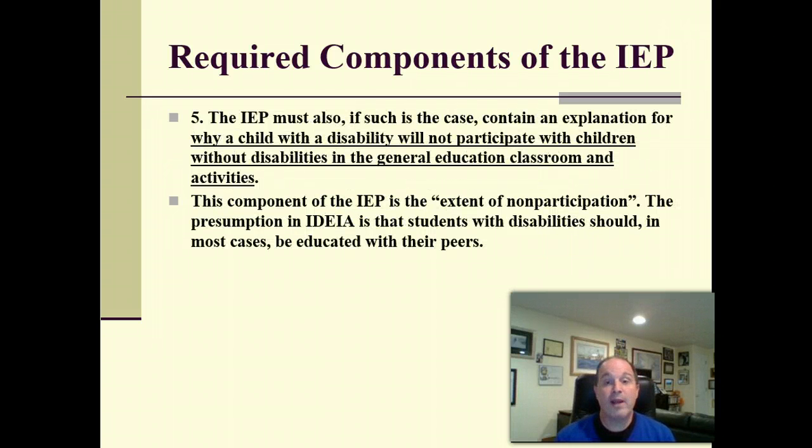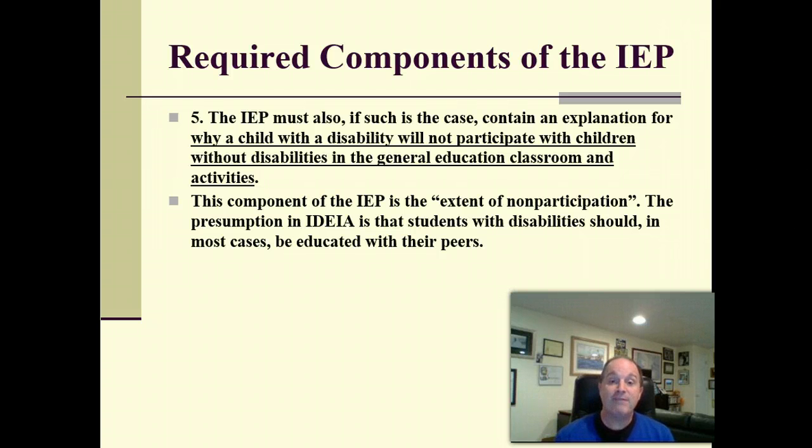The 5th required component of the IEP states the following. The IEP must also, if such is the case, contain an explanation for why a child with a disability will not participate with children without disabilities in the general education classroom and activities. This component of the IEP is referred to as the extent of non-participation because the assumption in IDEA is that students with disabilities should, in most cases, be educated with their peers.